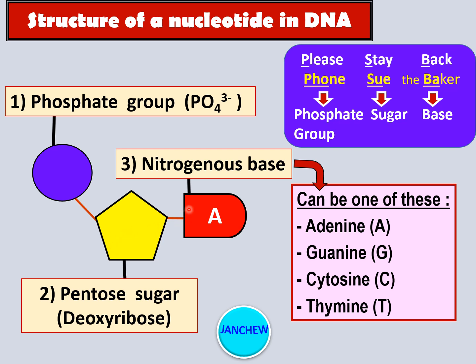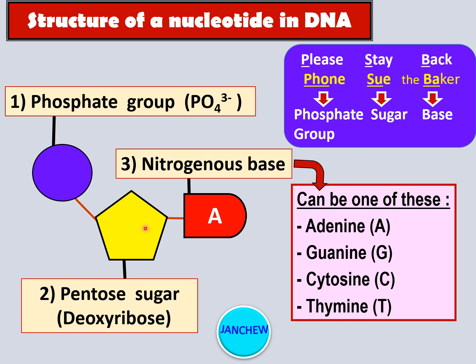Then at the other end, we have the nitrogenous base, only one nitrogenous base that is attached to the pentose sugar. This nitrogenous base can be any one of these four, but only one. It can be adenine with the symbol A, guanine with the symbol G, cytosine with the symbol C, and thymine with the symbol T. All these are called nitrogenous bases, but only one is attached to each pentose sugar in a nucleotide.